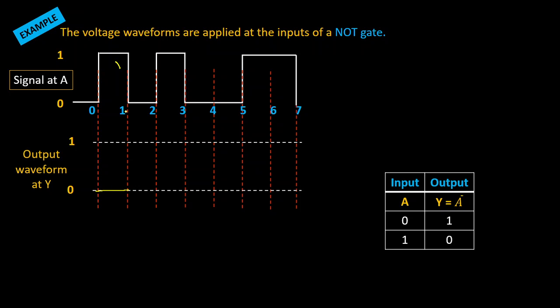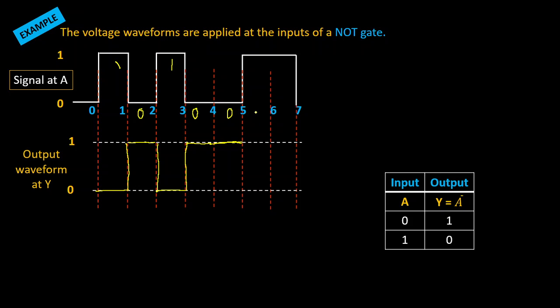Then for the second time period, 1 to 2, the input is 0, so the output will be 1. So the waveform line will be drawn like this. For the third case, 2 to 3, the input is high, so the output will obviously be 0 because it will be complemented. So the waveform will be like this. Then for 3 to 4, the input is 0, so the output will be 1, because 0 is complemented as 1, so the line must be drawn suddenly going high. Then for 4 to 5, the input is again 0, so the output stays at 1.